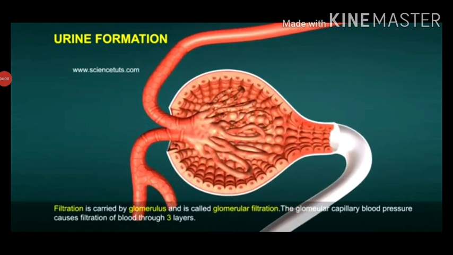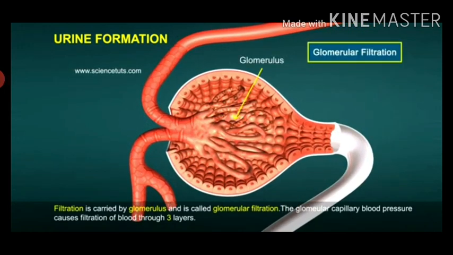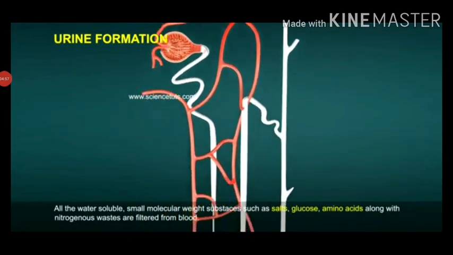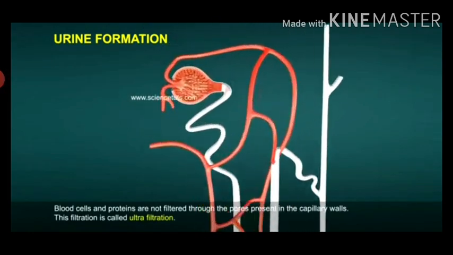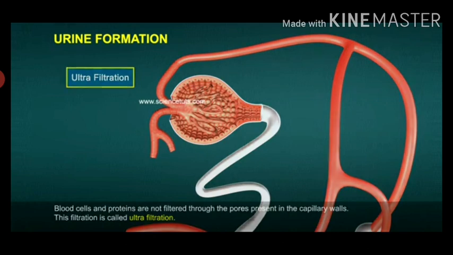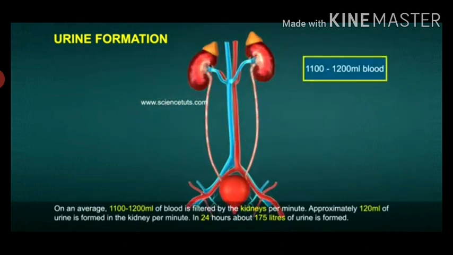Let us study how urine formation takes place. When blood passes through the glomerulus, it gets filtered by the blood capillaries present in it, and this is known as glomerular filtration. Nitrogenous waste along with salts, glucose, amino acids get filtered, and blood cells and proteins are not filtered through the pores present in capillary walls. This filtration is called ultrafiltration.